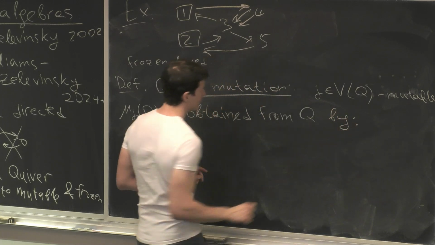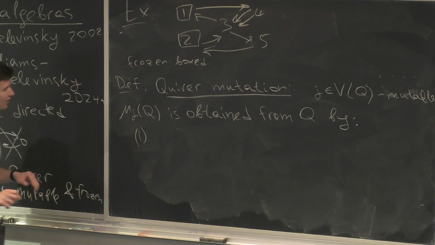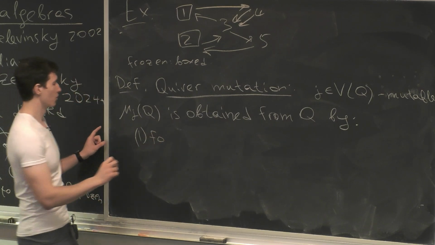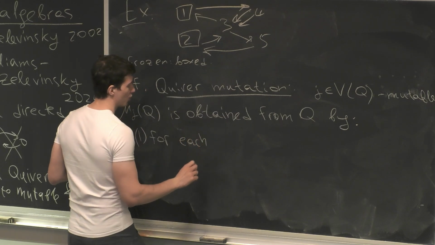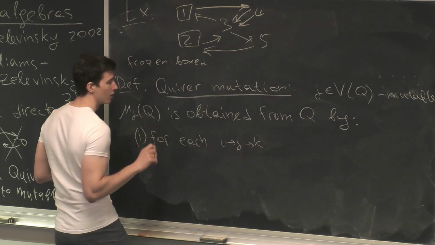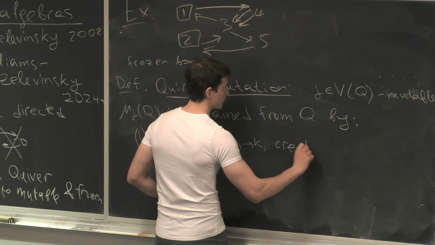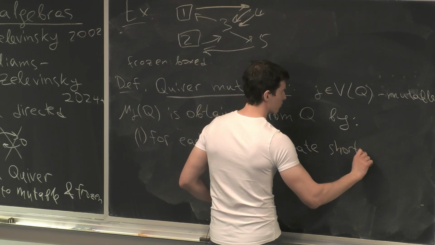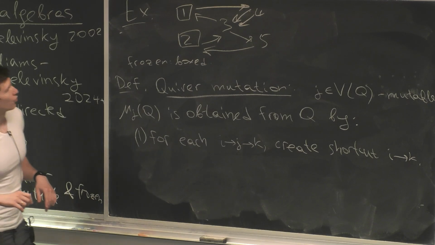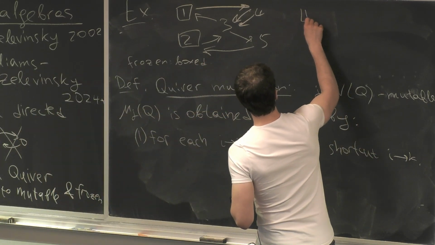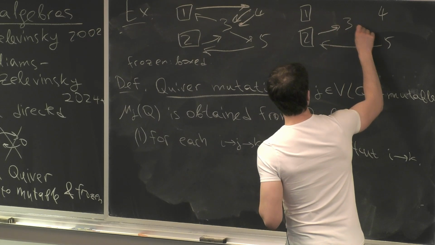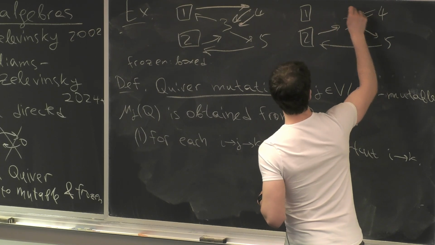by the following algorithm. Step 1 is the trickiest step: you create shortcuts. For each pair of an incoming arrow and an outgoing arrow, so for every 2-path like this, I'm going to create a shortcut. I'm going to create a new arrow from i to k. Let me copy this quiver and try to do this procedure step by step.